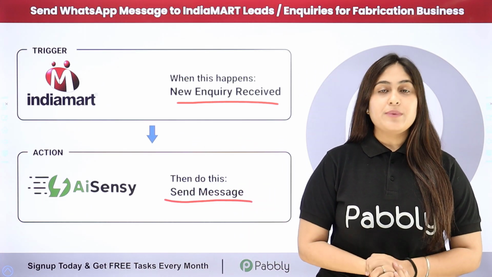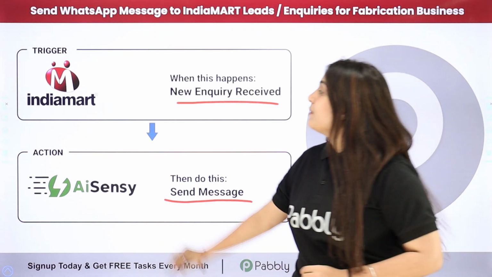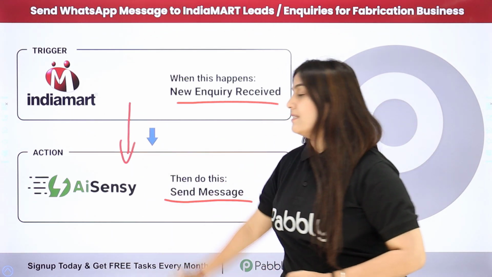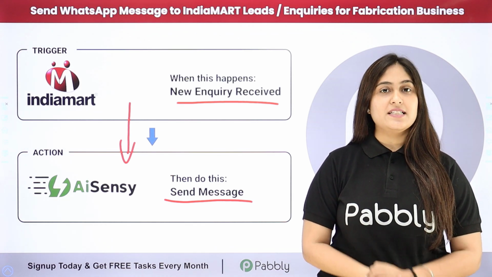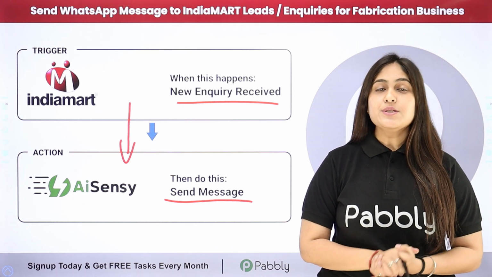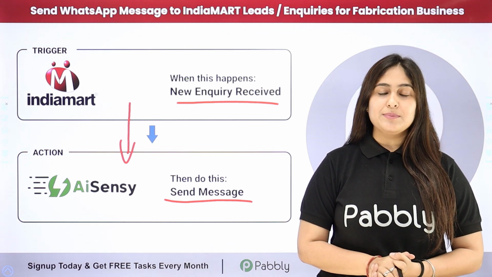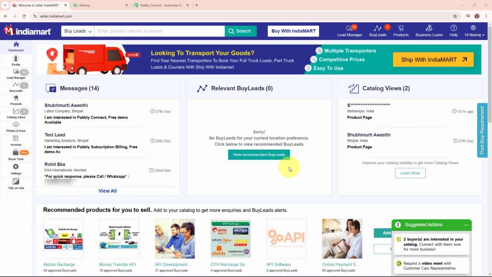Now to automate the entire process, I need to connect my IndiaMART account with my WhatsApp by ISNC account using an automation software named Pabbly Connect. So to see the working of this automation and to learn this process step by step, let me take you to my screen. Welcome to my screen.